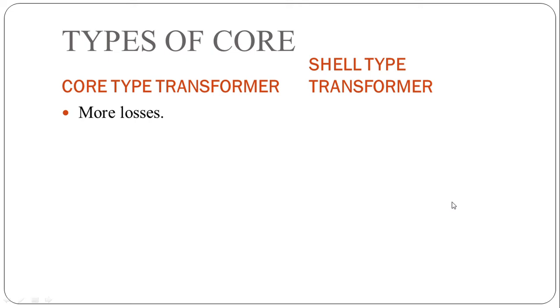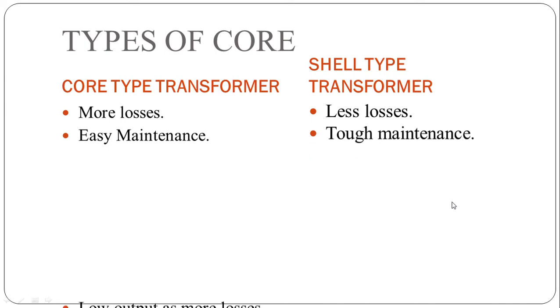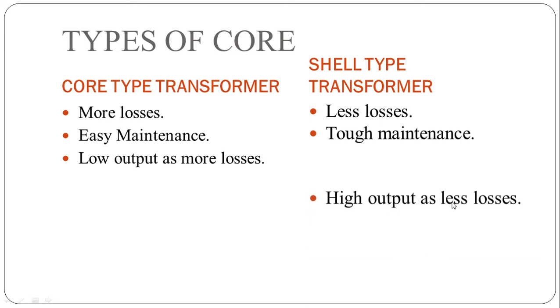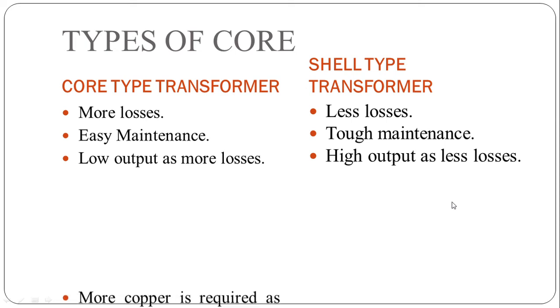In case of core type transformer, losses are more, while in case of shell type transformer, losses are less. In core type transformer, it is easy to dismantle the two L-shaped laminations. That's why it has easy maintenance. While in case of shell type transformer, it is tough to dismantle. That's why it has tough maintenance. Next, core type transformer has more losses. That's why its output is low. While in case of shell type transformer, losses are less. That's why it has high output.